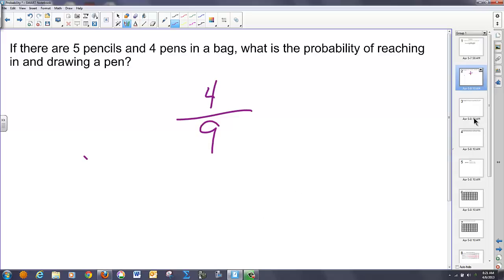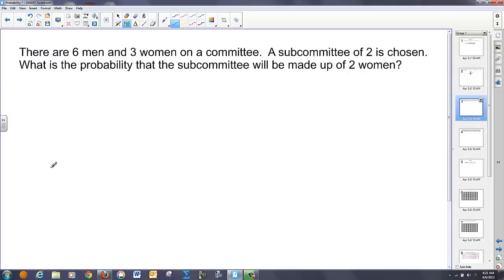But we're going to move into some high school oriented probability and take a look at this problem. So we've got 6 men and 3 women on a committee, and we're going to make a subcommittee of 2, and we want to know the probability that that subcommittee is made up of 2 women. Now, within this problem is a combination problem because they're asking us to group a specific set of people from a total amount of people. So we've already kind of done this problem in the combination fashion. Now we're going to apply it to probability.